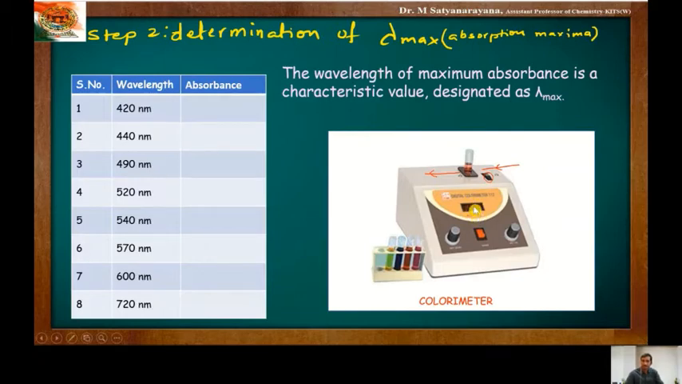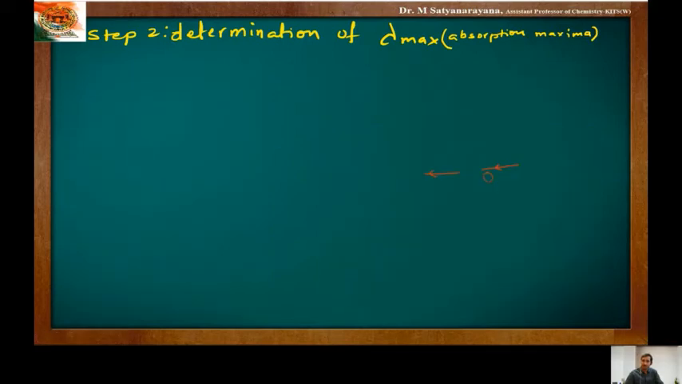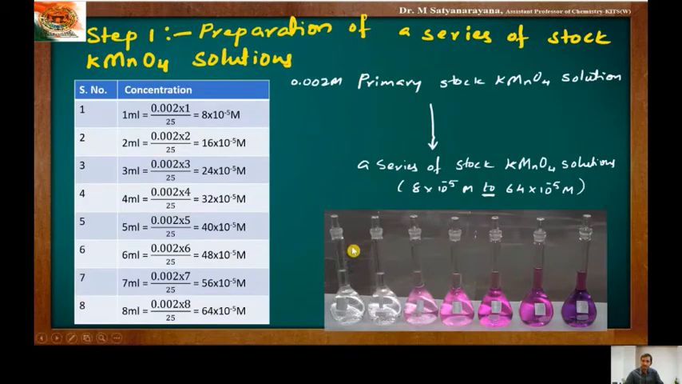This is about the colorimeter. Here, what we'll do is take various different concentration solutions of KMnO4. First of all, we'll take a fixed standard KMnO4 stock solution of concentration 0.002 molar. From this solution, we'll prepare a series of known concentrations.